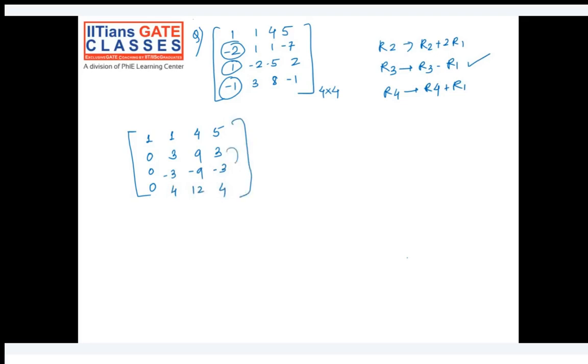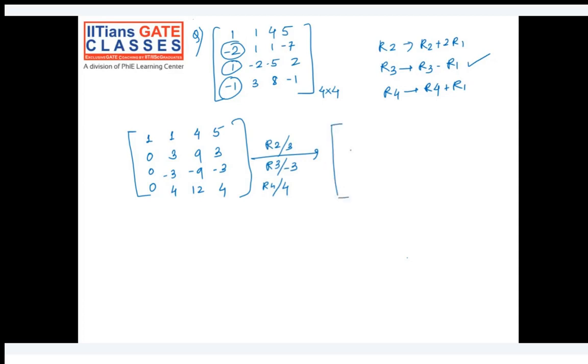They are the same basically. Or in short, let me explain through a simple step. If you divide R2 by, let's say, 3, divide R3 by minus 3, and divide R4 by 4, what you are going to get is 1 1 4 5, 0 1 3 1, 0 1 3 1, 0 1 3 1. So indirectly you can clearly see that these three rows are identical.